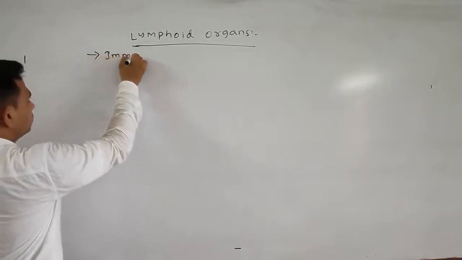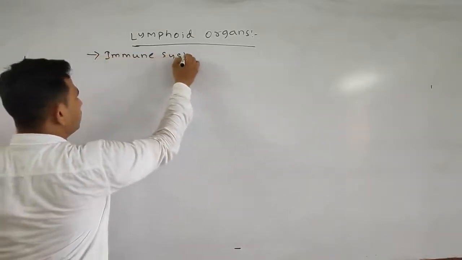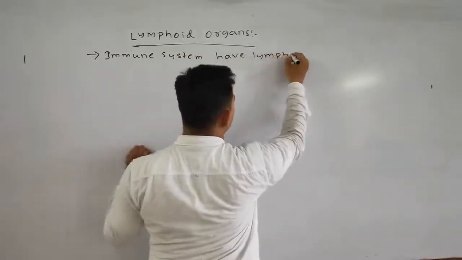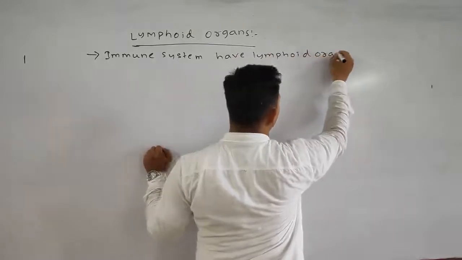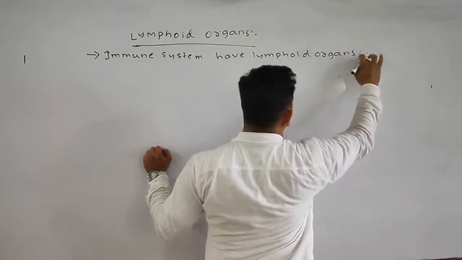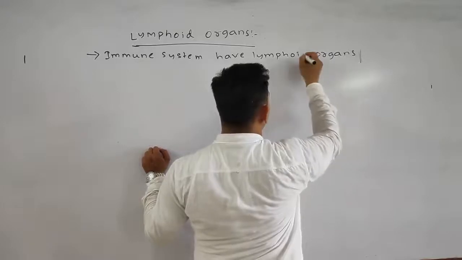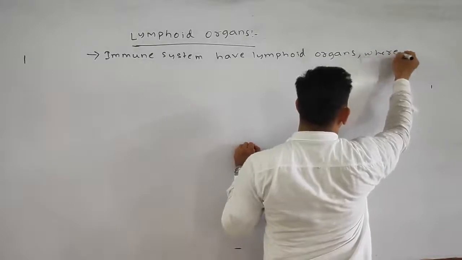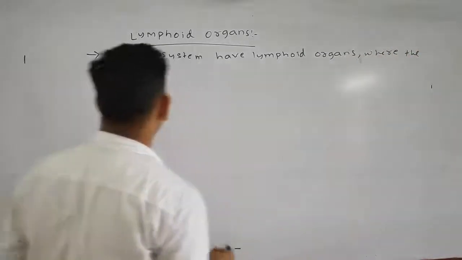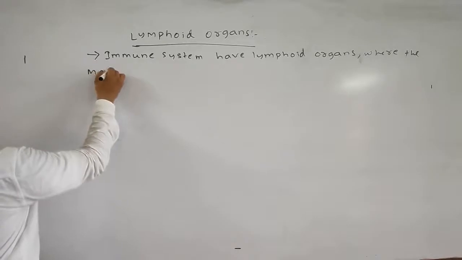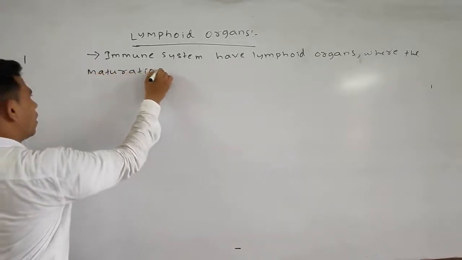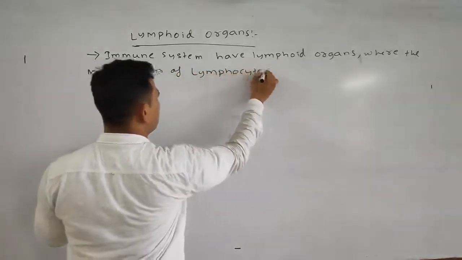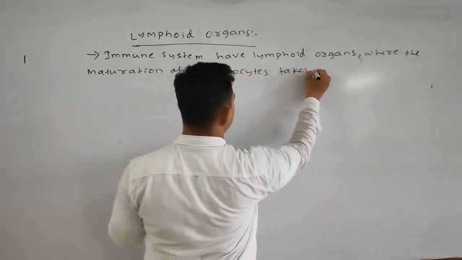Immune system has lymphoid organs where the maturation of lymphocytes takes place. Okay.